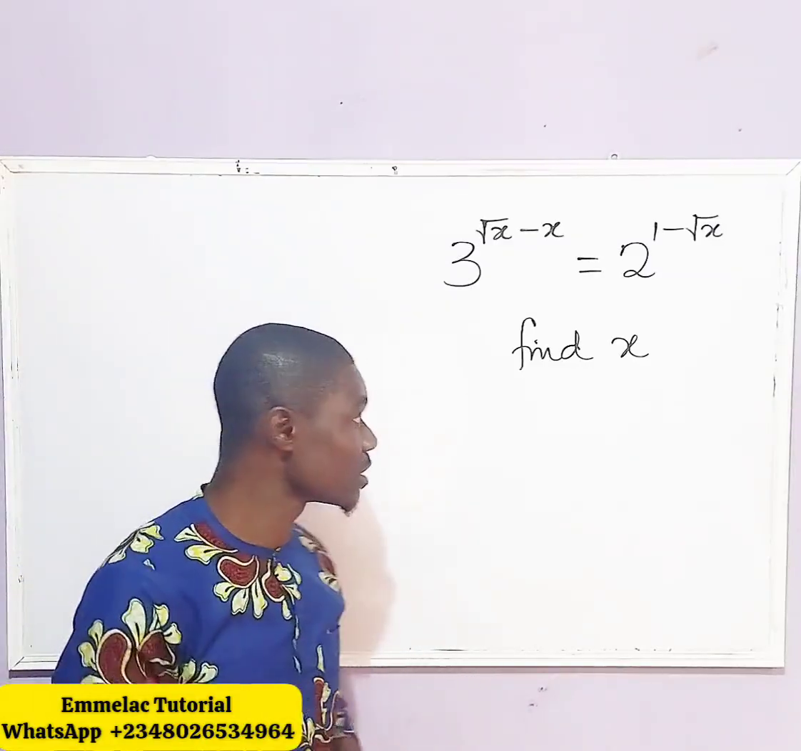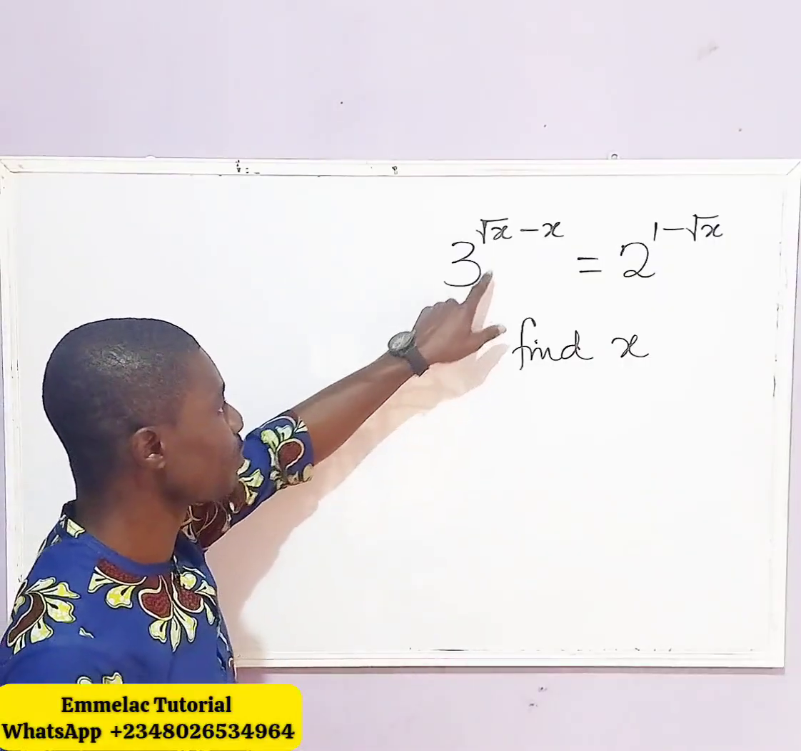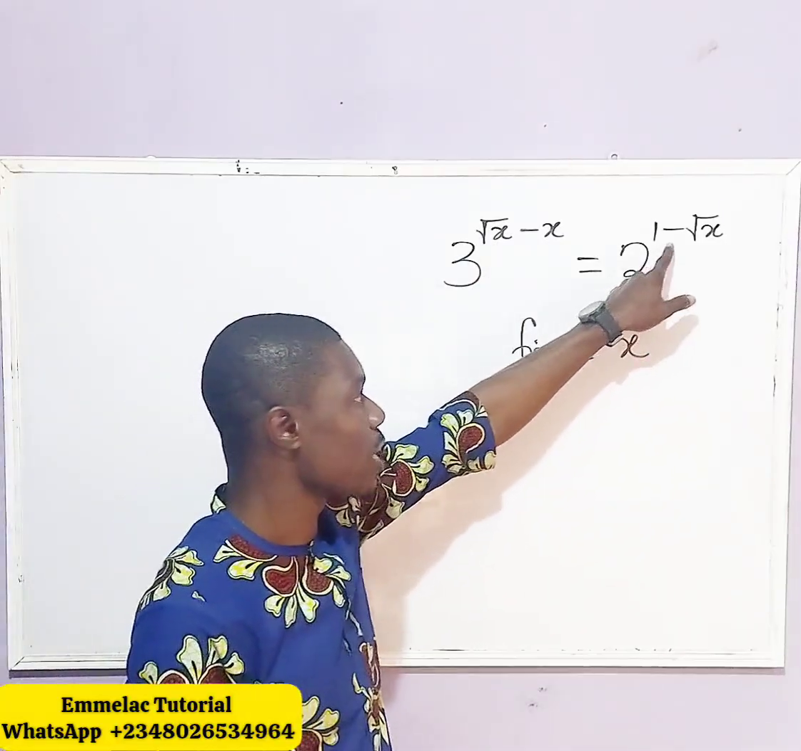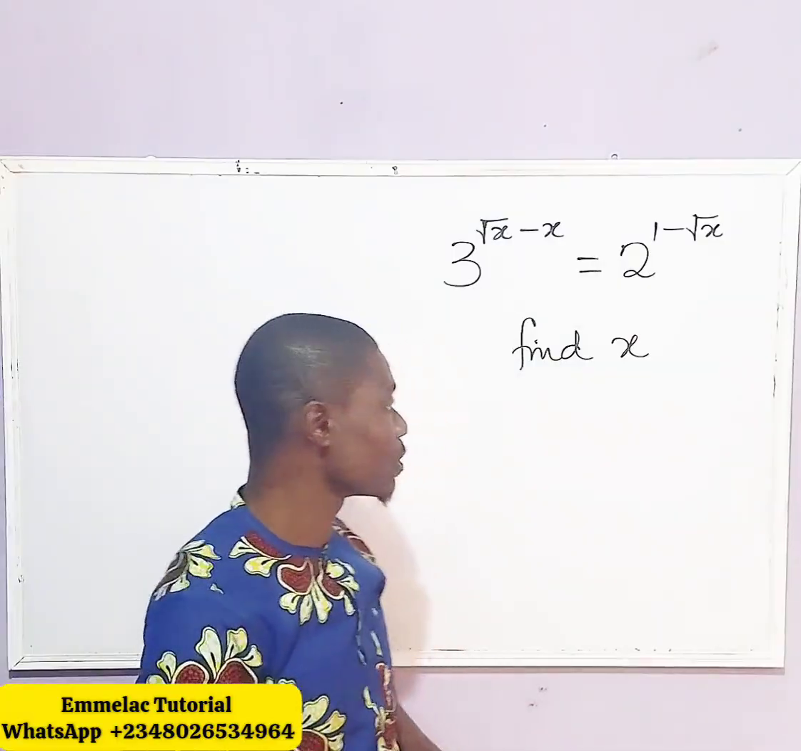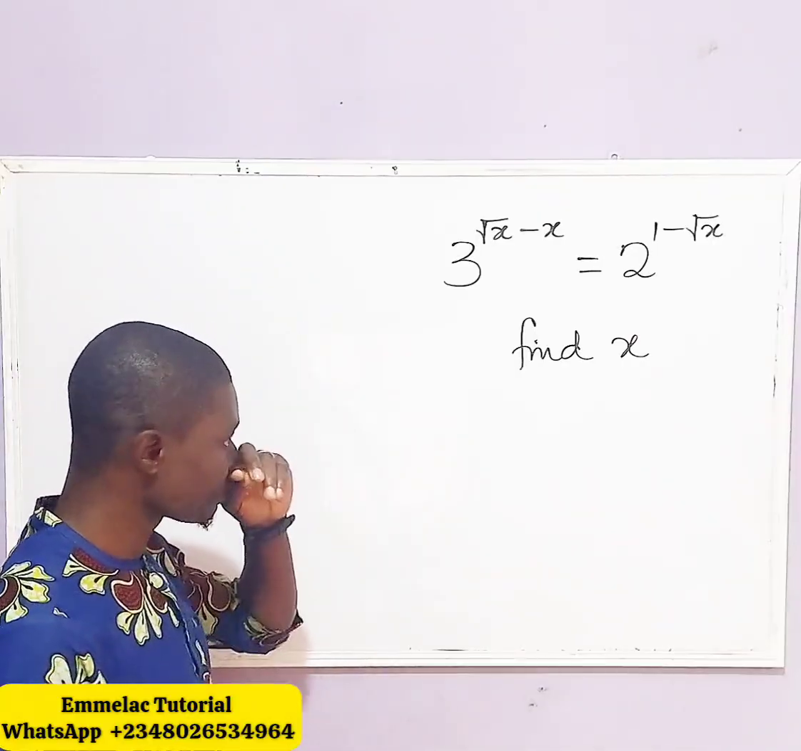Now let us look at this exponential equation, and it shows that 3 raised to the power of the square root of x minus x equals 2 raised to the power of 1 minus the square root of x, and we're told to find x. Okay, so how do we go about this?